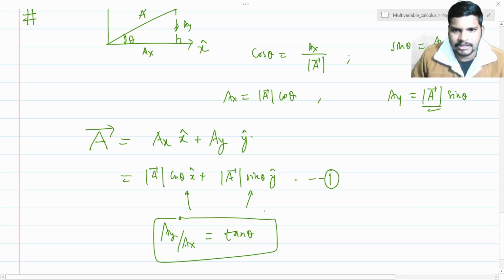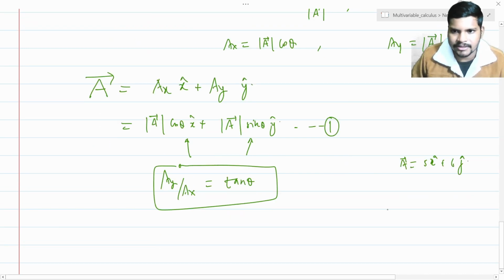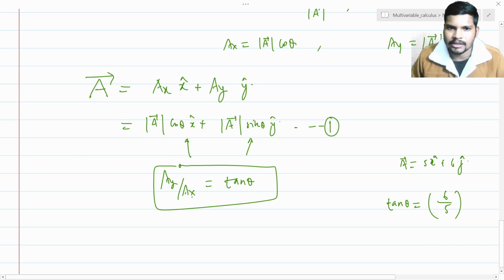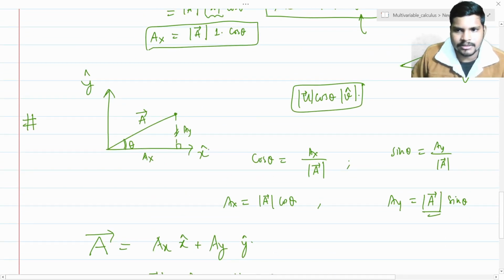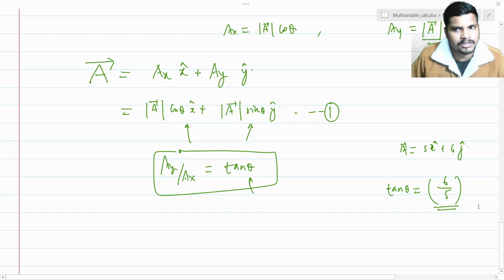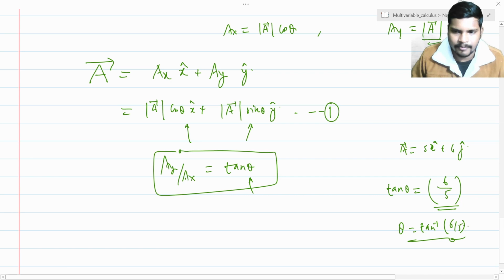Let us say somebody has given you a vector a equal to 5i hat plus 6j hat. Then they can ask, what would be the angle of this vector with the x-axis? Then you can write tan theta would be 6 by 5, because the ratio is ay over ax, the y component over the x component. This theta is the angle made with the x-axis. So theta would become tan inverse 6 by 5. All right, I hope this is clear to you.